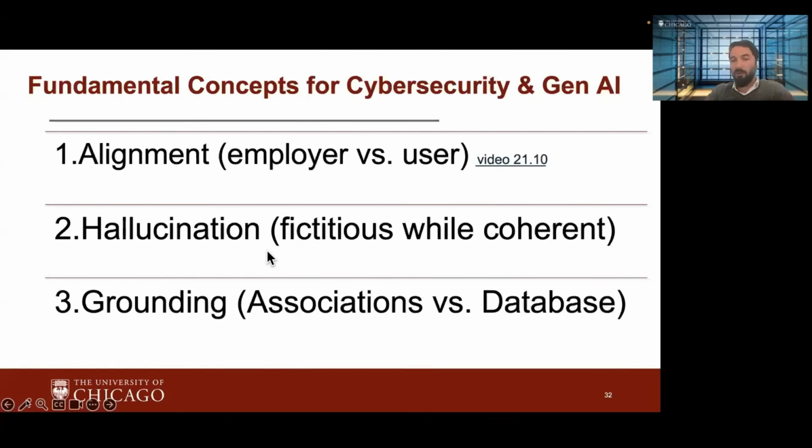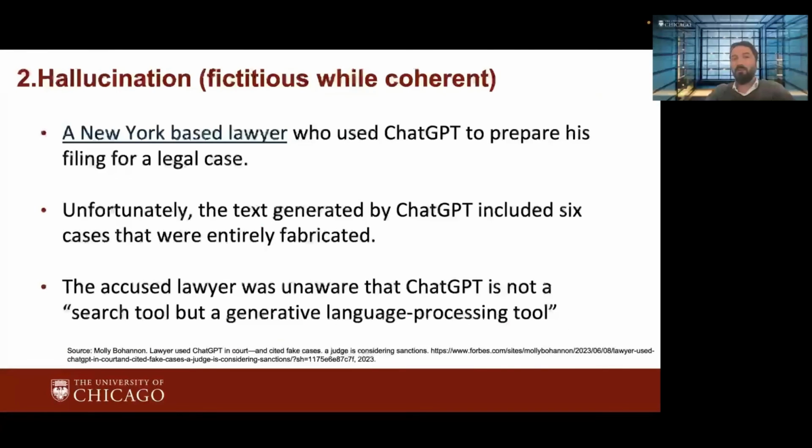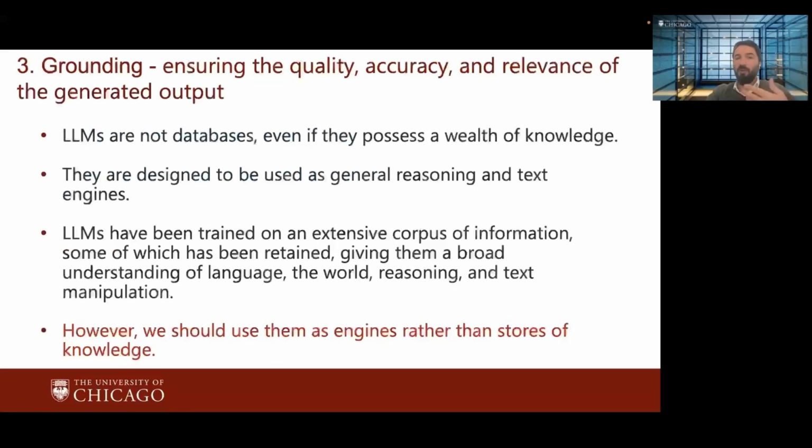Some of the fans are missing in the image compared to the real one. Hallucination is another problem. A New York-based lawyer used ChatGPT to prepare his filing for a legal case, and unfortunately, the text generated by ChatGPT included 6 cases that were entirely fabricated. The lawyer was unaware that ChatGPT is not a search tool, but a generative language processing tool. That's why I was trying to tell you it's not a database. It is just a language processing tool, which is specifically trying to predict the next word.